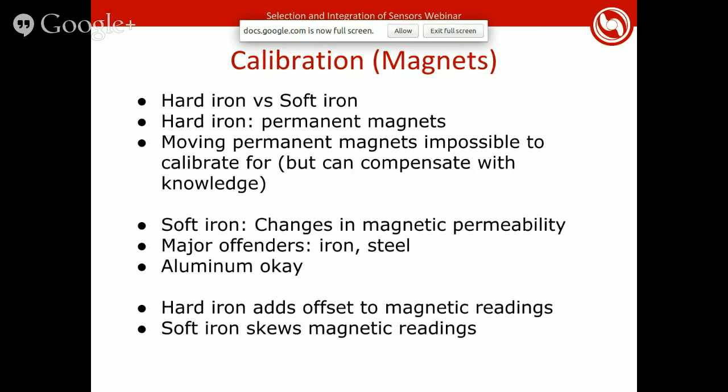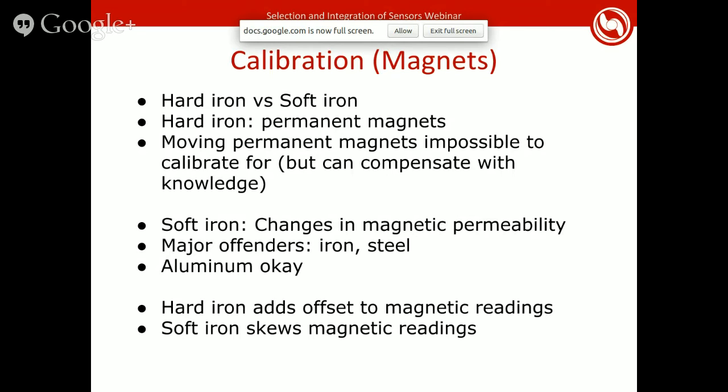That kind of manifests itself in that if you take readings around a circle, you'll notice that the center of the circle is offset by this hard iron interference. So the way you calibrate for that is you take readings and then calculate the center of the circle, or the ellipse, which is also some soft iron interference we'll talk about later. Then you subtract that center. Essentially you've accounted for this hard iron interference.